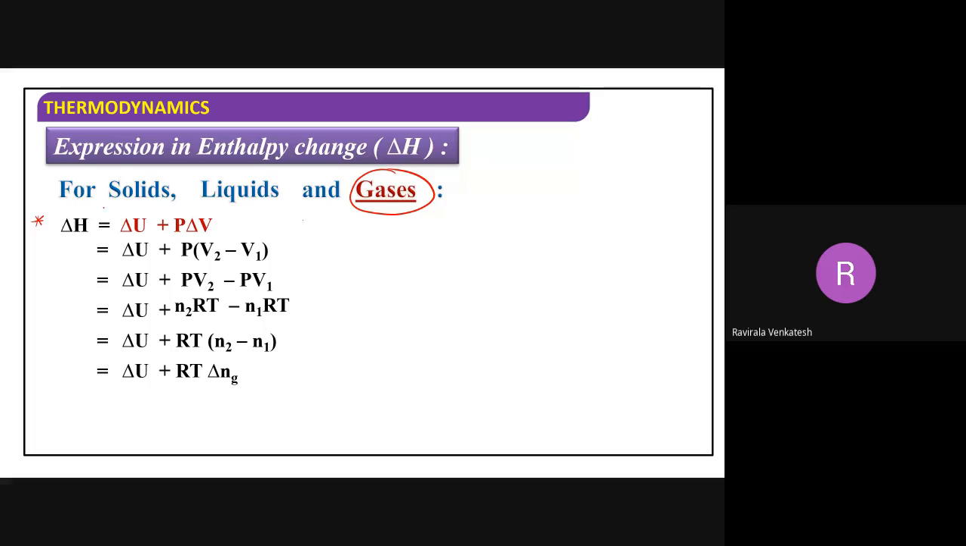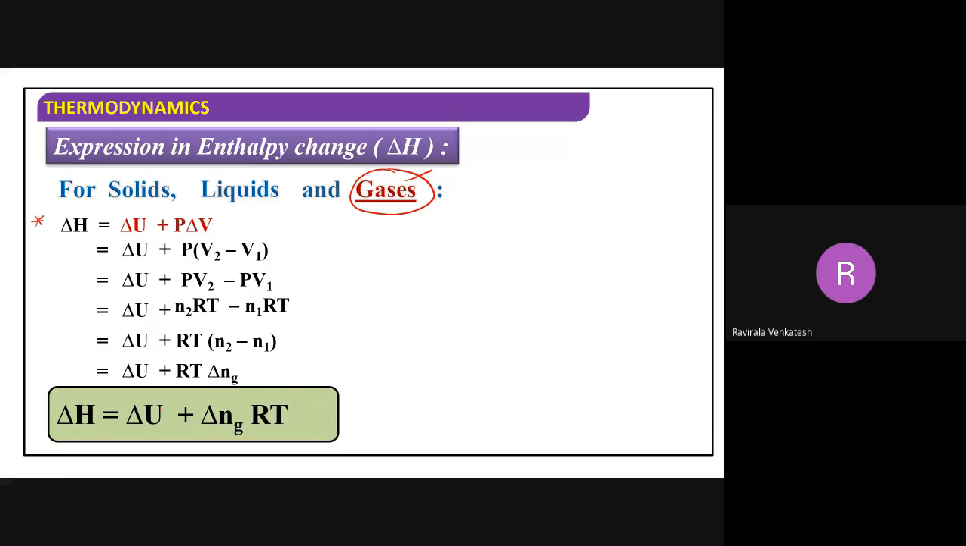For solids and liquids, the formula will be delta H equals delta U. For gas molecules only, I have taken this formula: delta H is equal to delta U plus the change in the number of moles of gaseous products minus reactants, delta Ng, into RT.